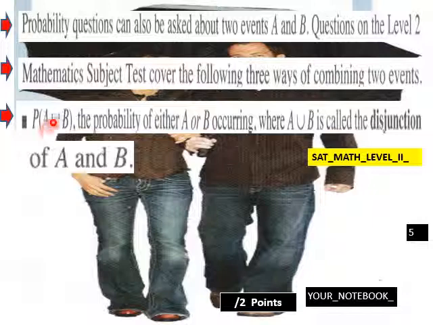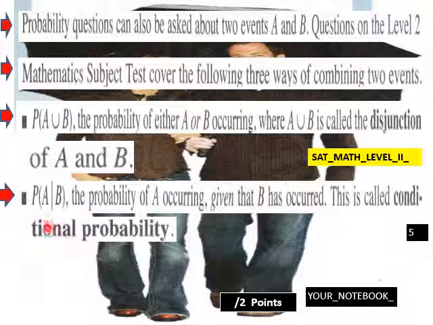Probability questions can be asked about two events A and B. Questions on the Level 2 Mathematics Subject Test cover the following three ways of combining two events. Probability of A disjoint B: the probability of either A or B occurring, where A disjoint B is called the disjunction of A and B. Probability of A given B means the probability of A occurring given that B has occurred. This is called a conditional probability, when you have this vertical line in between two possible events.